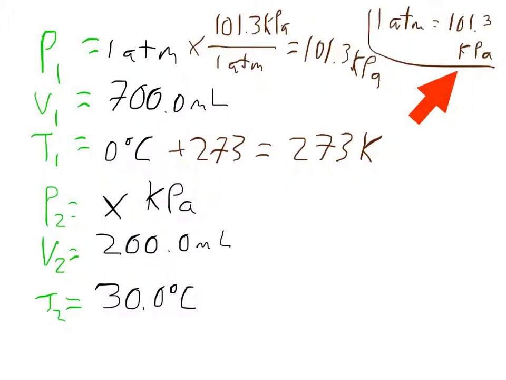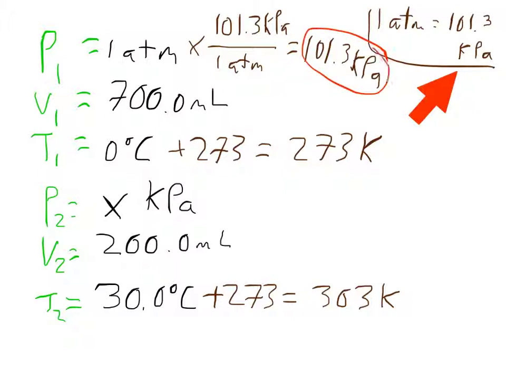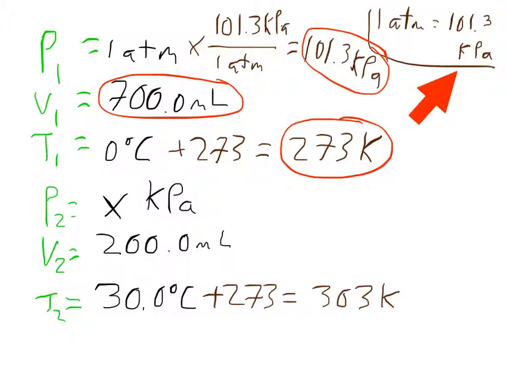Whatever initial temperature you have in Celsius, whenever you add 273 to it, it changes to the temperature in Kelvin. Our other temperature, temperature 2, or the final temperature, is 30 degrees Celsius. So if we add 273 to this temperature, it comes out to be 303 Kelvin. So these are the numbers that we're going to plug into our combined gas law equation.